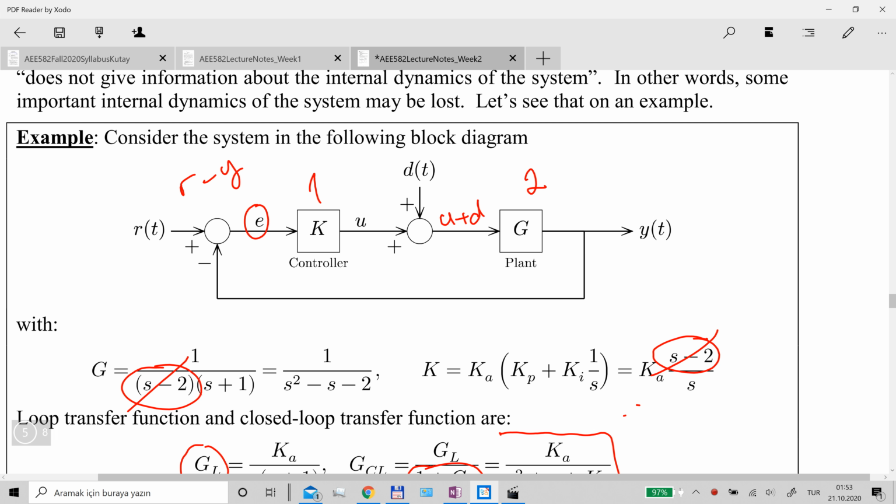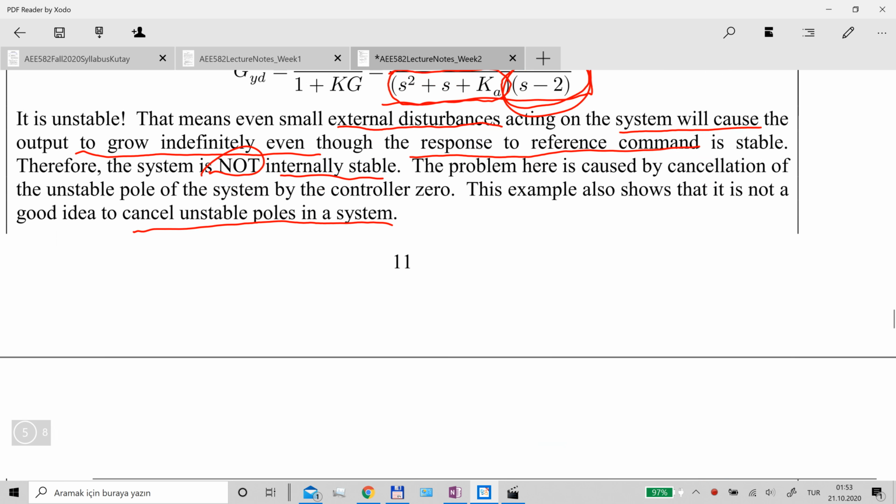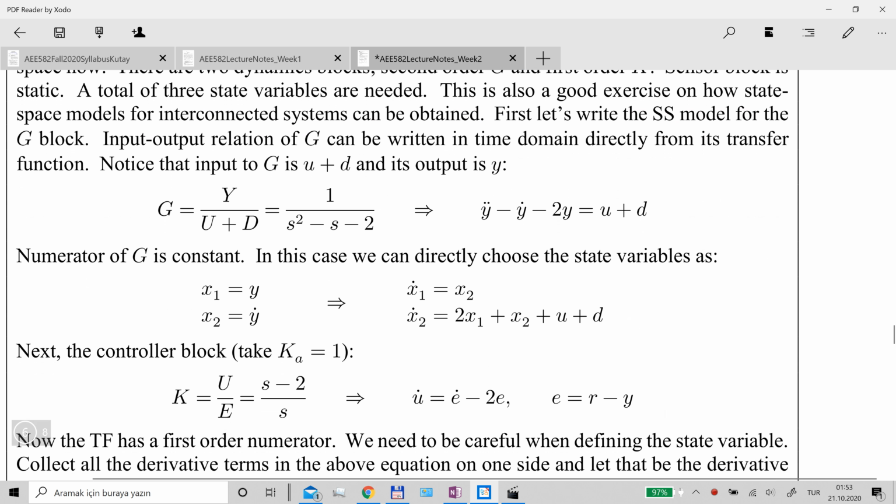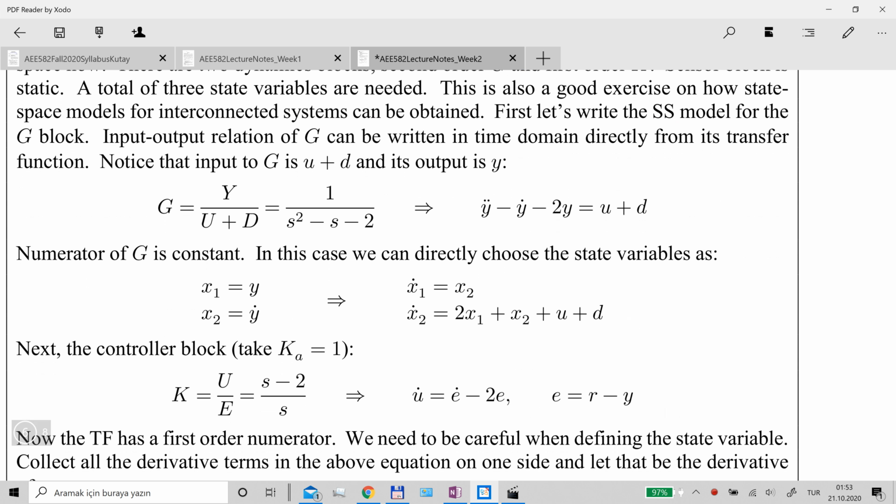So you have to be careful about the inputs and outputs, and when putting these state space models together, you need to pay attention to the interconnections, and in the end you will have the state space model for the entire system. Okay, so let's first write the state space models for the two blocks separately, starting with the plant G.